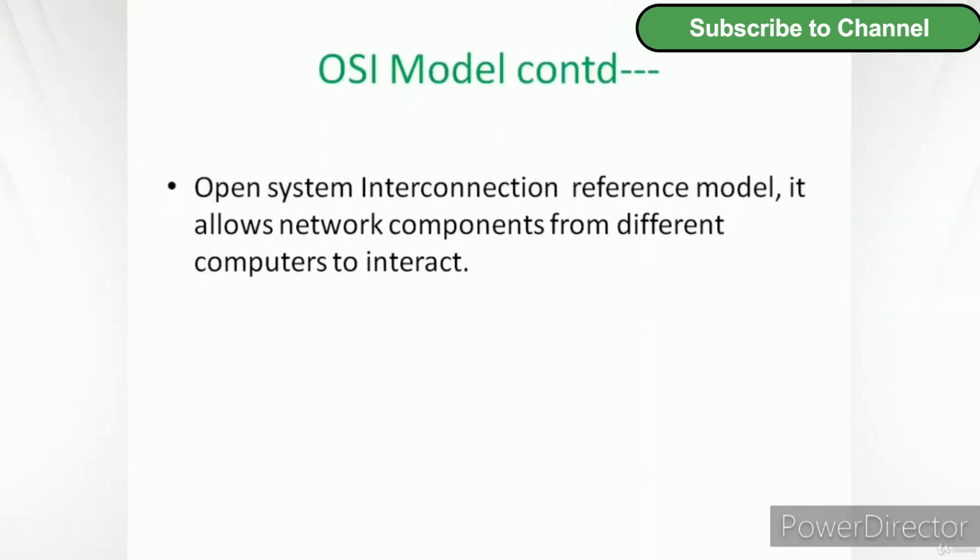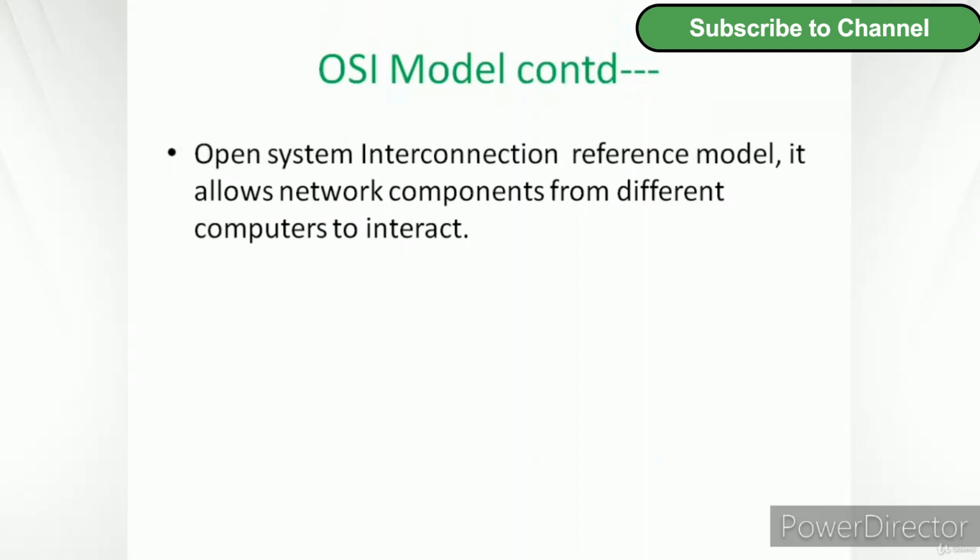So these are the different functions performed by the OSI model. The Open System Interconnection is a reference model. We can see it is a theoretical model, and the practical one is TCP/IP. It allows network components from different computers to interact. This means different components can interact from different systems.